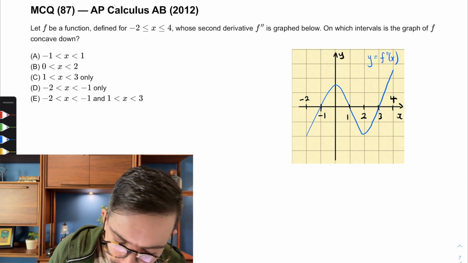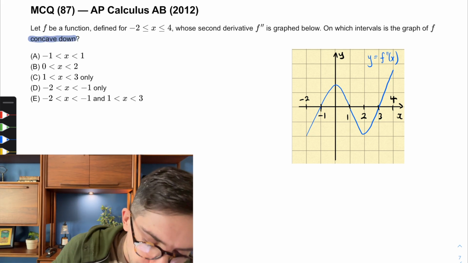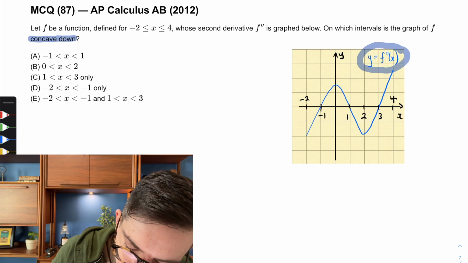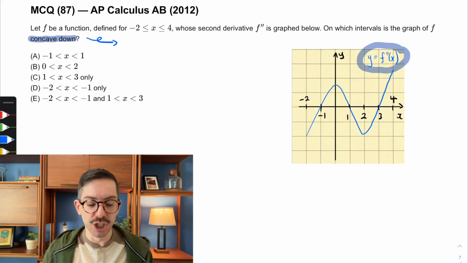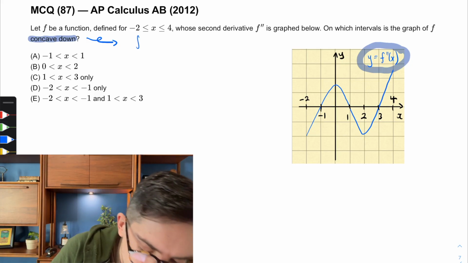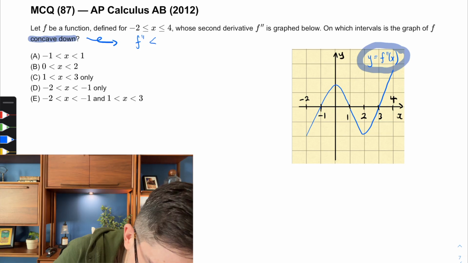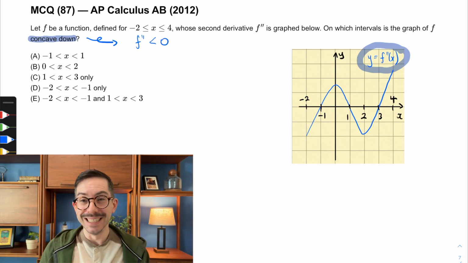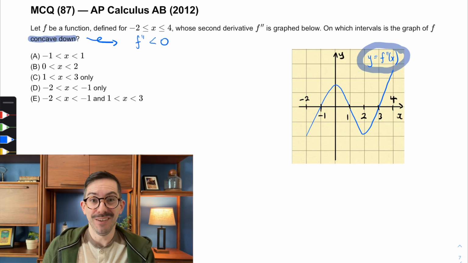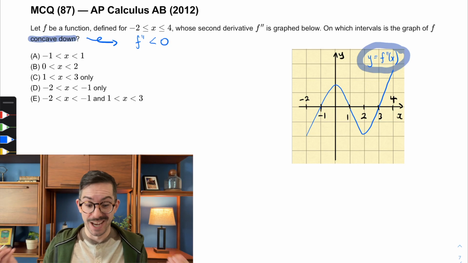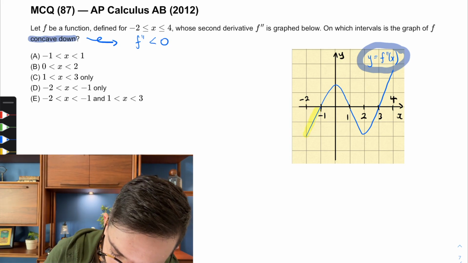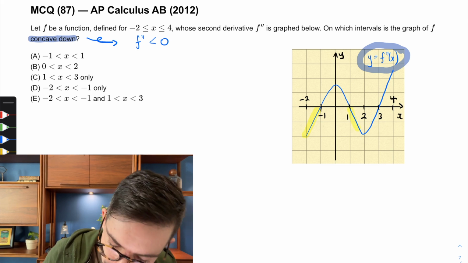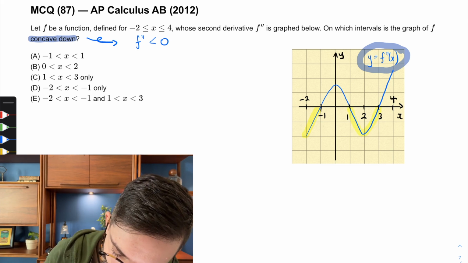So, this function being concave down, well, I have the graph of f double prime. So I need to translate downward concavity into information about f double prime. Being concave down means that f double prime is supposed to be negative. So I just need to look at this graph of f double prime and see where it is negative, where it lies below the x-axis. That is pretty straightforward. It certainly lies below the x-axis there, and also here in this region.